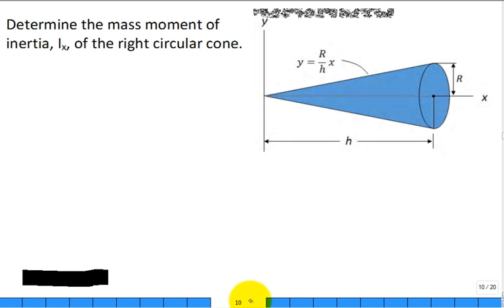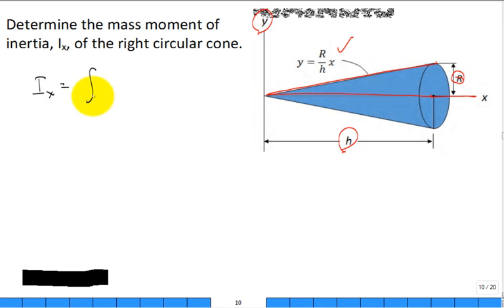So determine the mass moment of inertia I sub x of the right circular cone. So this is our cone. This axis x goes through the middle of that cone. So the cone has length h. At the base it has radius R. And the line that describes y as a function of x is R divided by h times x. Hopefully that equation makes sense. So how do I calculate this I sub x?